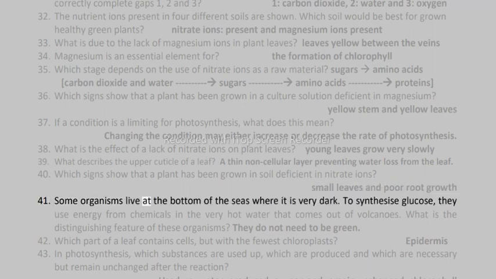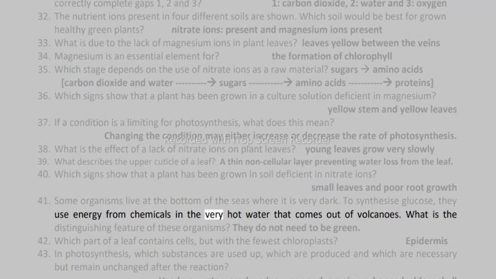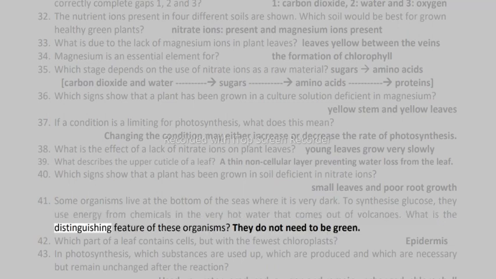41. Some organisms live at the bottom of the seas where it is very dark. To synthesize glucose, they use energy from chemicals in the very hot water that comes out of volcanoes. What is the distinguishing feature of these organisms? They do not need to be green.